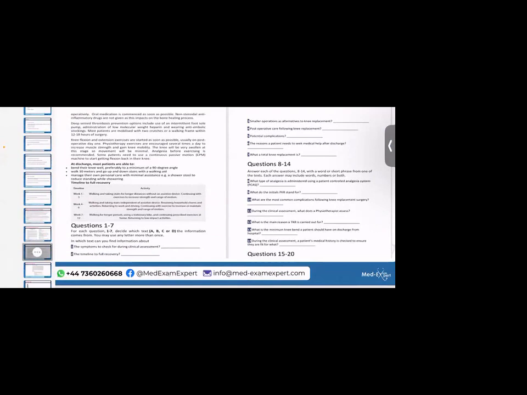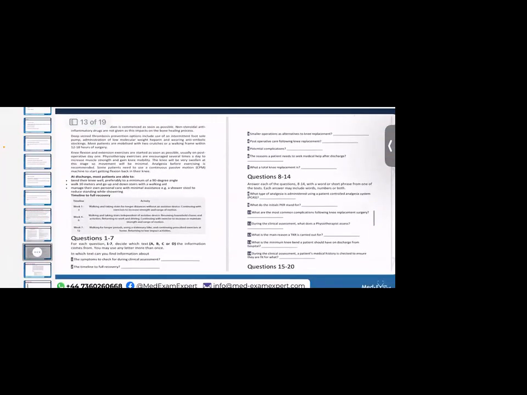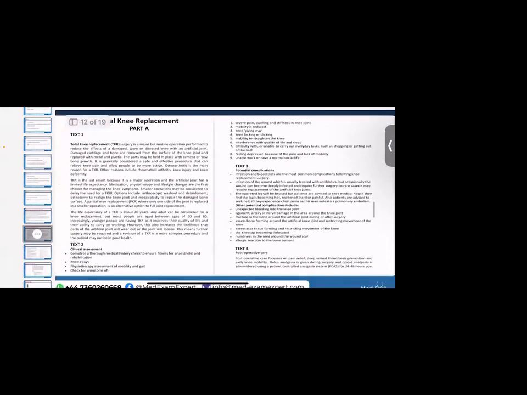So who can tell me the answer to question 1, the symptoms to check for during clinical assessment? Here are your texts. Text 2. Text 2. Okay. And I will show you the correct key at the end.